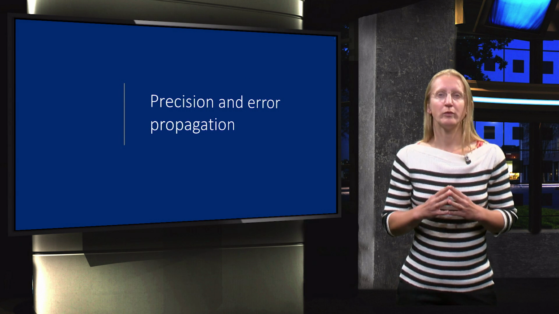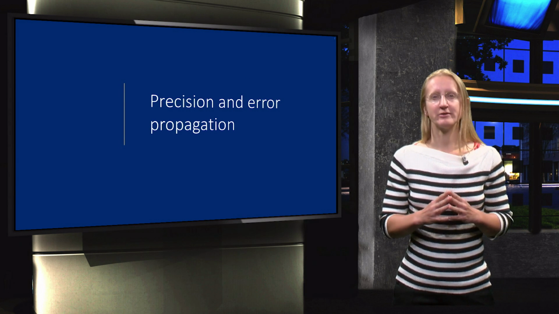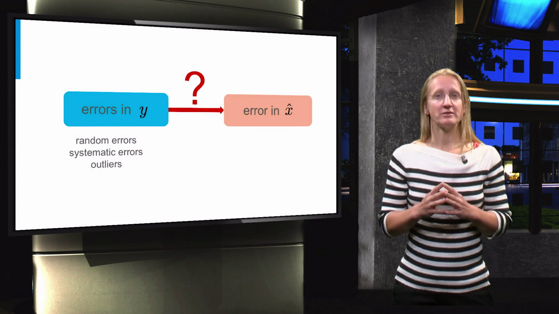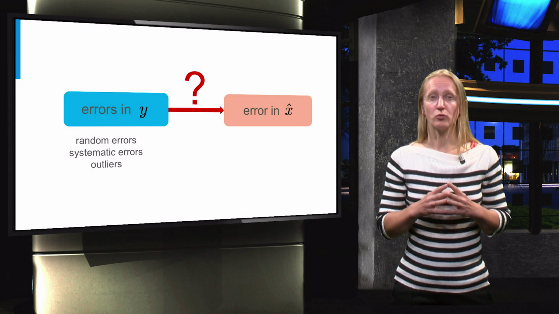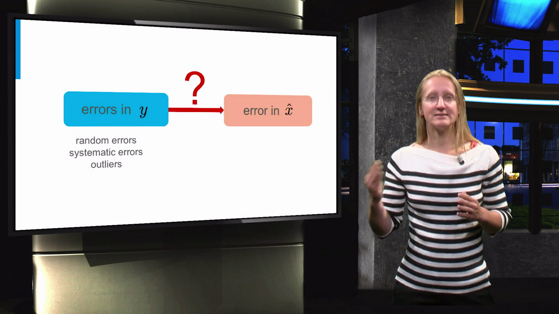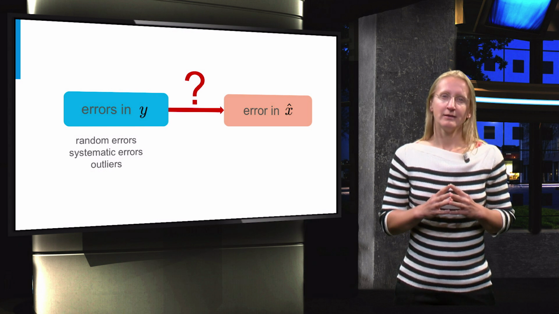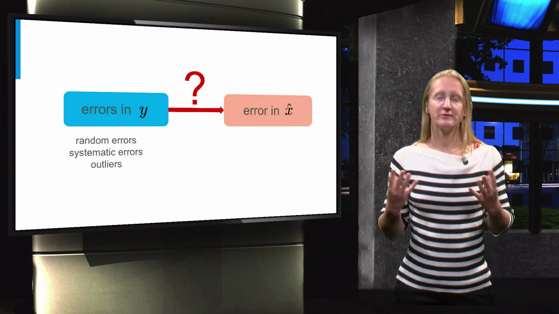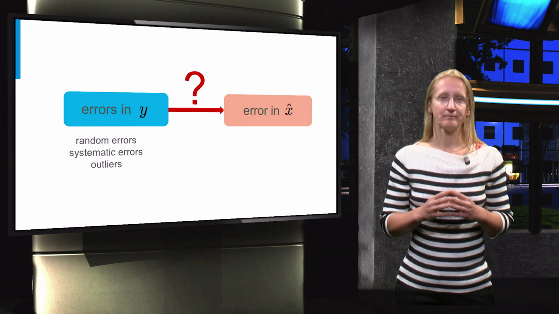In this video, we will look at how the different error types propagate into our estimation results. So the question is, how do the errors in the observations y propagate in the estimate x hat? Let's first quickly review the different types of errors and get an idea of their impact on x hat.